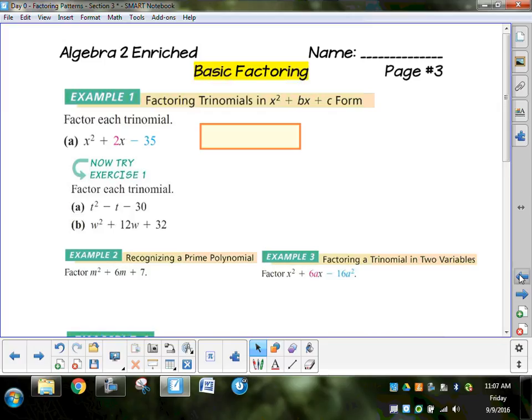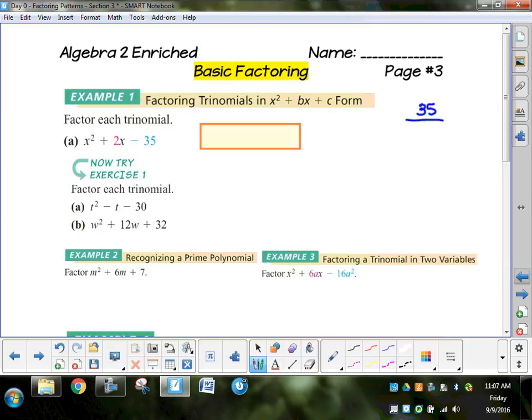Is there a GCF? No. Is it a sum of perfect squares or sum of perfect cubes or difference of cubes? No. It's a trinomial. So what you're going to do is we need numbers that multiply to 35 and add to 2. In the beginning, we'll walk you through like they should have the first time. On the side, I always have you list out the factor pairs of that last value.